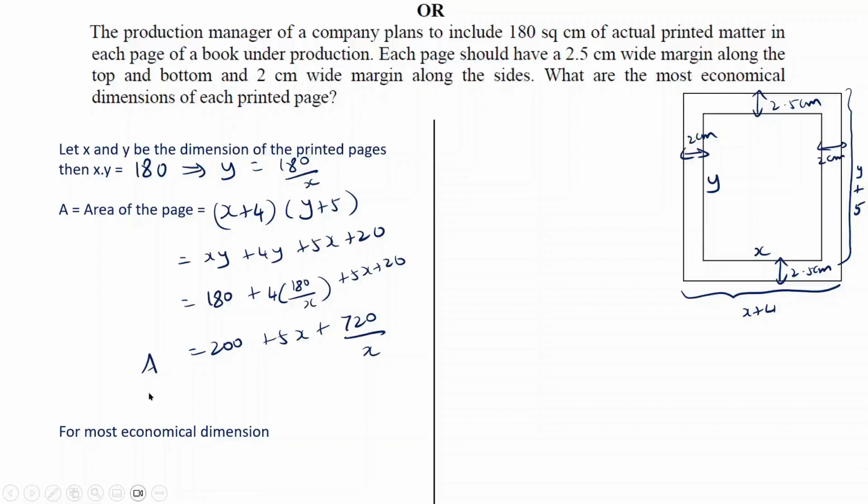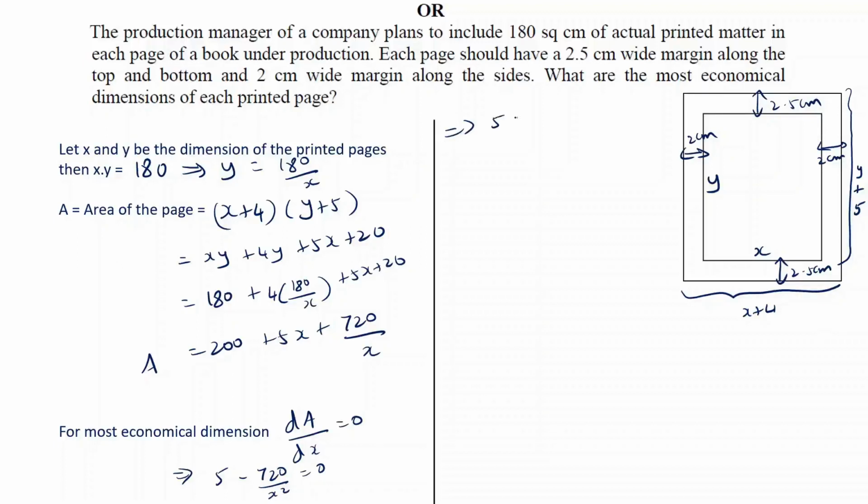So we have to find the values of x and y such that area will be minimum. In other words, we have to find the points of local minima. So for most economical dimensions, first let us find the critical points: dA by dx equal to 0. If we differentiate this, we get the derivative of 5x is 5, and the derivative of 1 by x is minus 1 by x square. So 5 minus 720 by x square equal to 0.